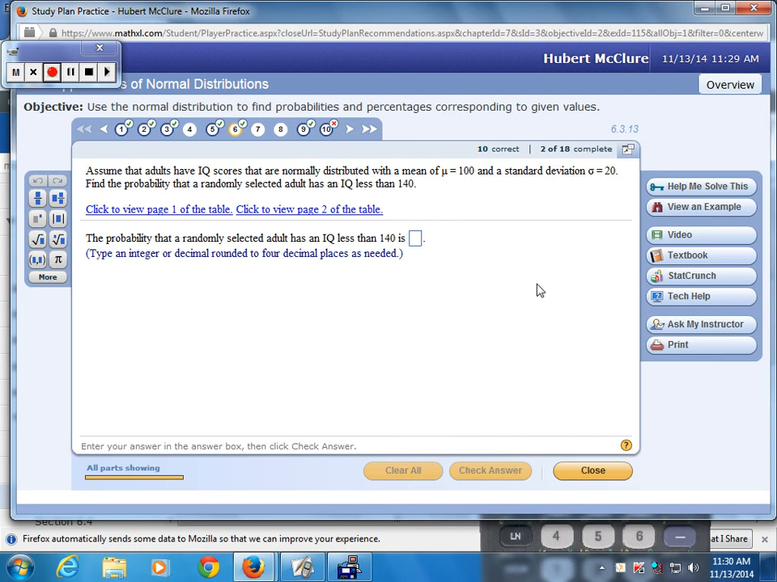Now, you really don't have to draw a picture on this because it's real simple. You just have to do 140 minus 100 is 40 divided by what? 20 is what? 2. So do your handy-dandy calculator. Now, they want to know less than. So what is less than? That's to the left, left-hand side. So that'd be negative 999,000, comma, I forgot the number. 2.